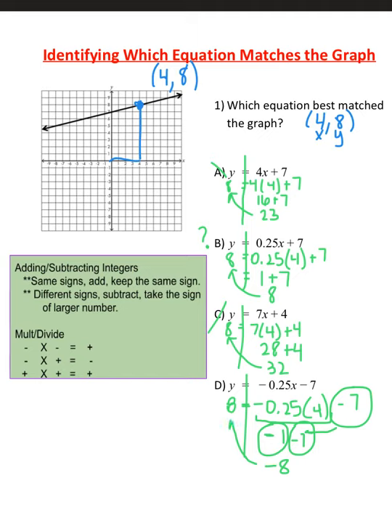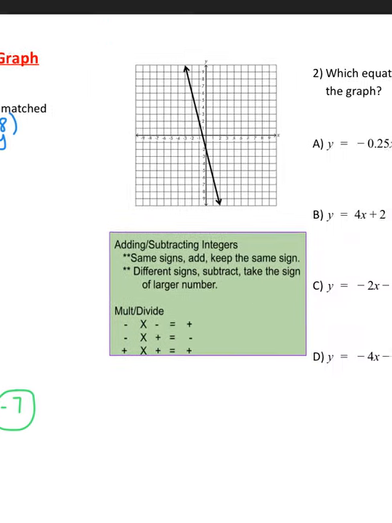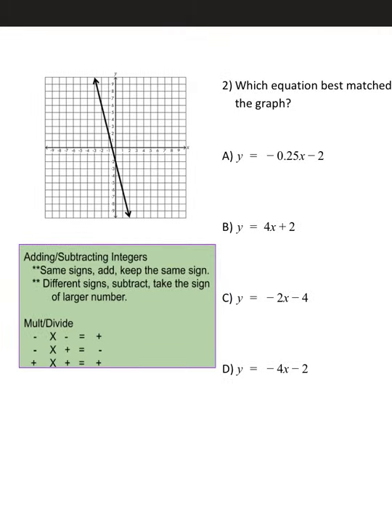Now, negative 8 does not equal positive 8. So right there, we eliminated all of the answer choices, leaving us with B for our correct equation that matches the graph. Moving on to the second example, let's see here.